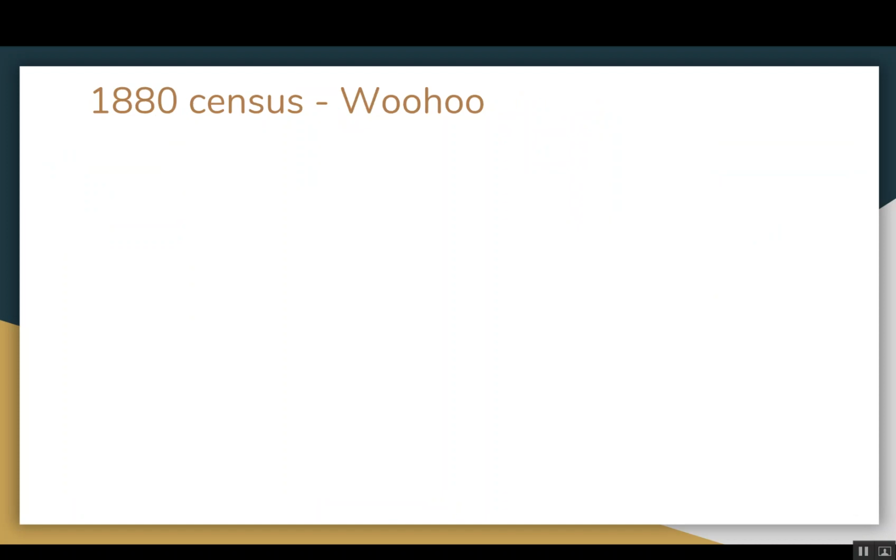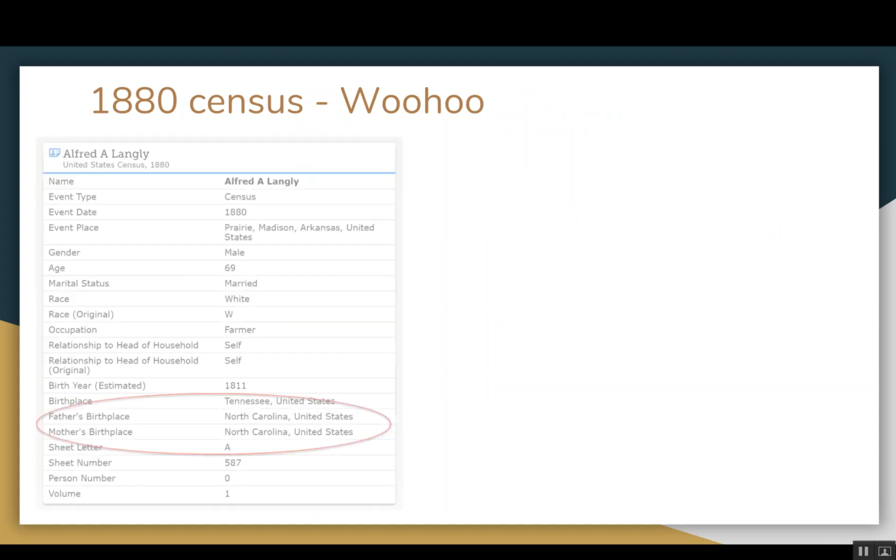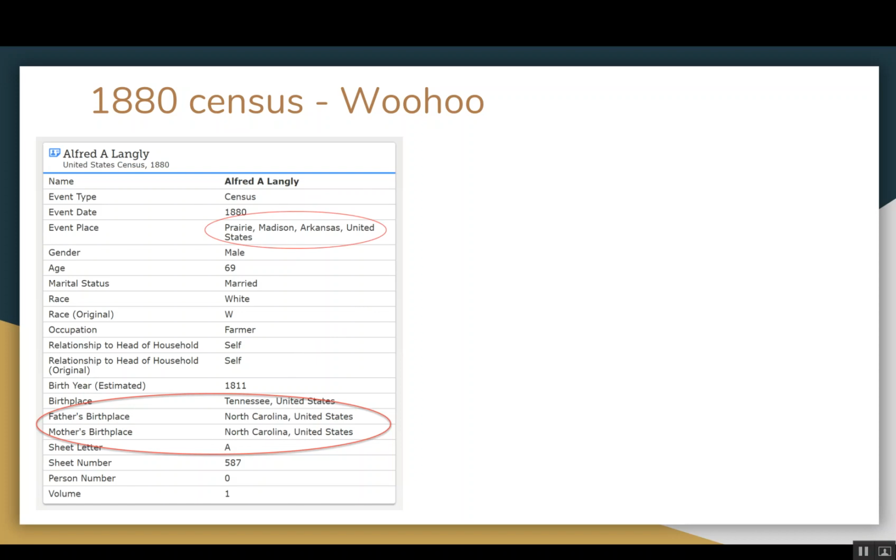Okay, so this is like the best thing that can happen to you, the 1880 census. I put woohoo because if you can find them in the 1880 census, you will be shouting woohoo. And so this is Alfred A. Langley, and look, they've left the E off in the Langley. And this, why I love the 1880 census, is because it tells the birthplace of the father and the mother. And there's a chance that this may not be right, but at least you've got something to go by and something that you can use. They're still in Madison County, Arkansas.